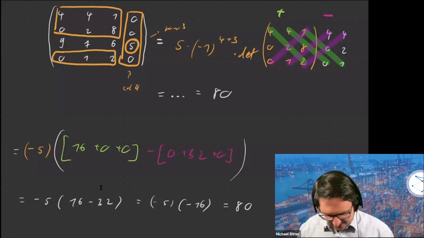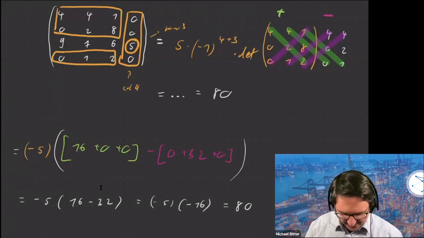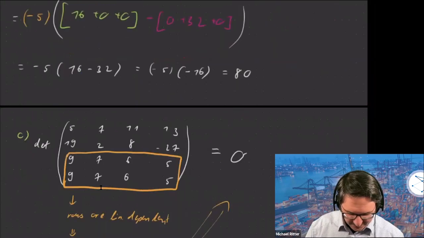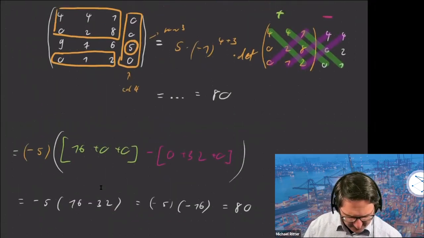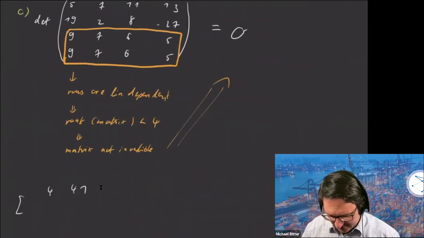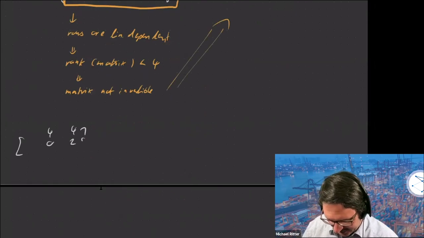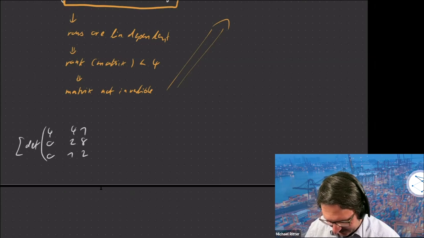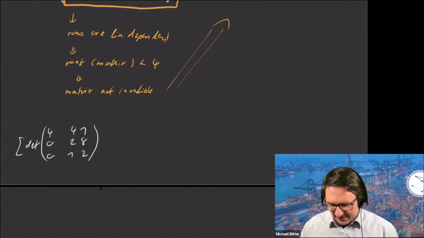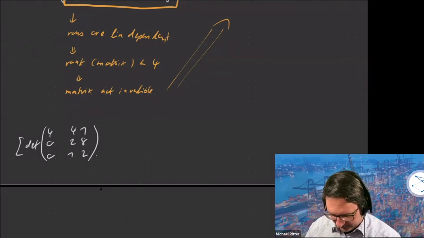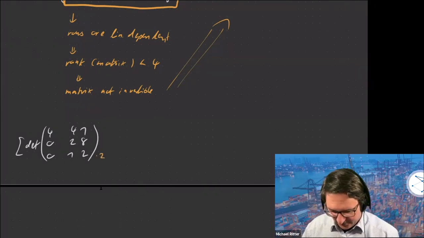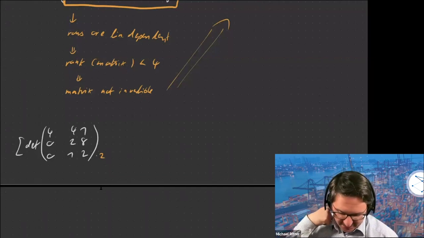So let me quickly write that one down. So I have this 4, 4, 1. Let's see. I have this 4, 4, 1. What was it? 0, 2, 8, 0, 1, 2. So if I have this determinant here, and you want to multiply the third row by 2, then of course the value of the determinant will change.